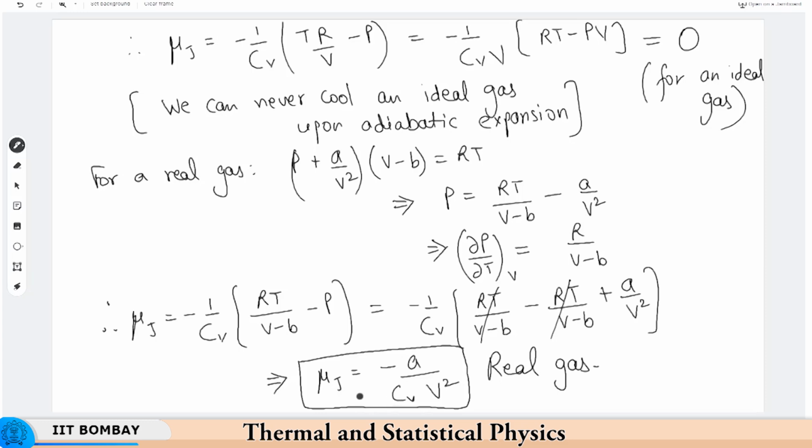For a real gas, mu j is not 0, it is non-zero, and the other important thing is that it is always negative. The heat capacity can never be negative, because you always need heat to heat up a system. The volume can never be negative, and also the A, the correction term that we added in the ideal gas equation, which arises due to the intermolecular attraction, is also always positive. So, therefore, mu j is less than 0 for a real gas.